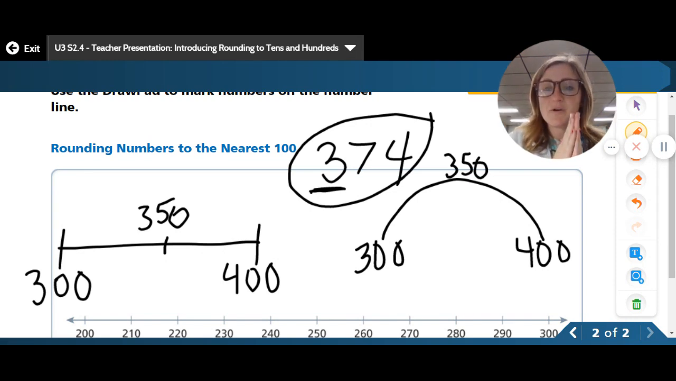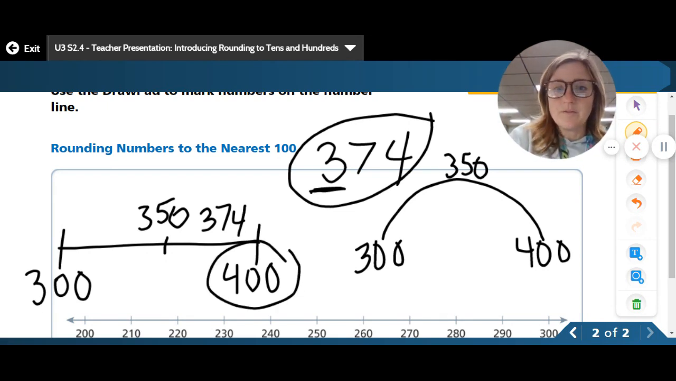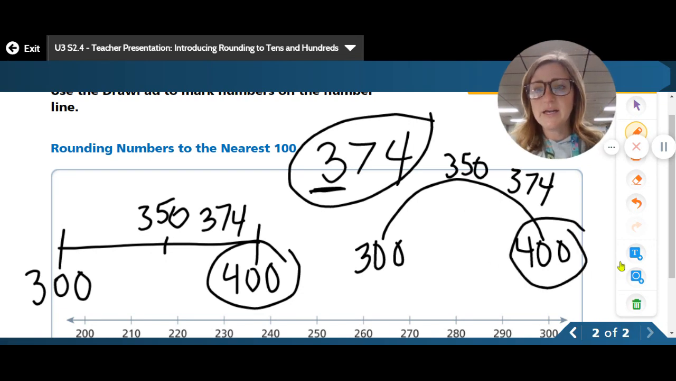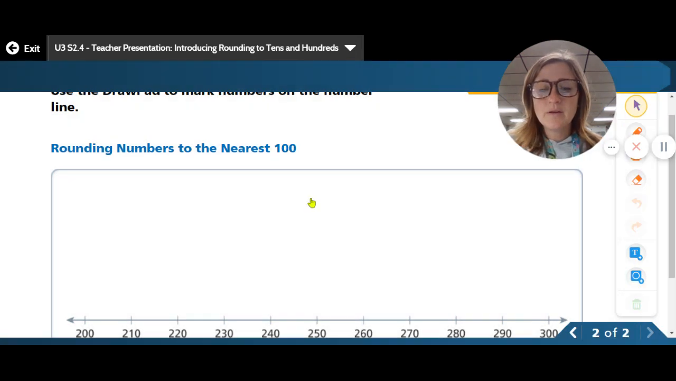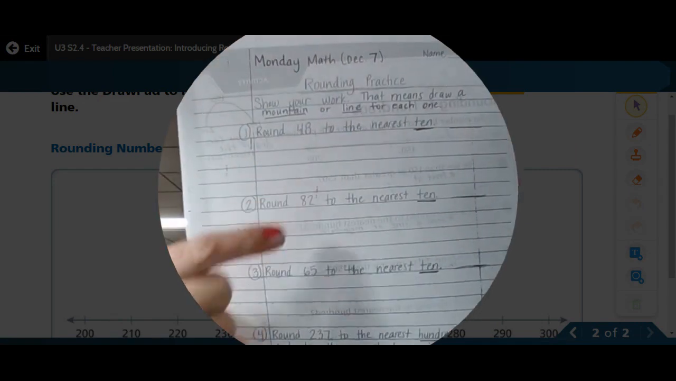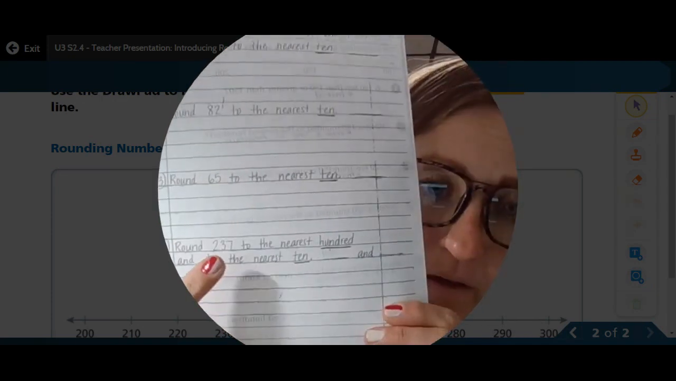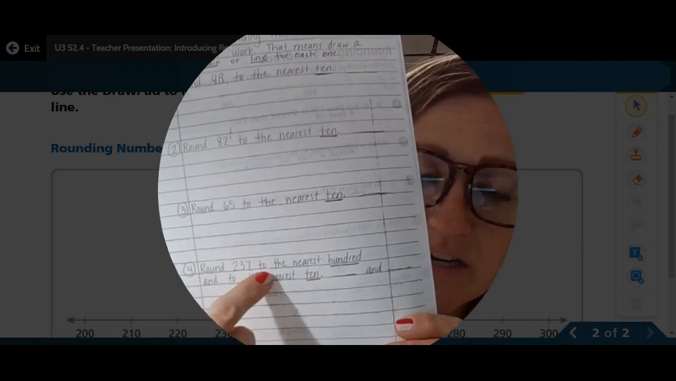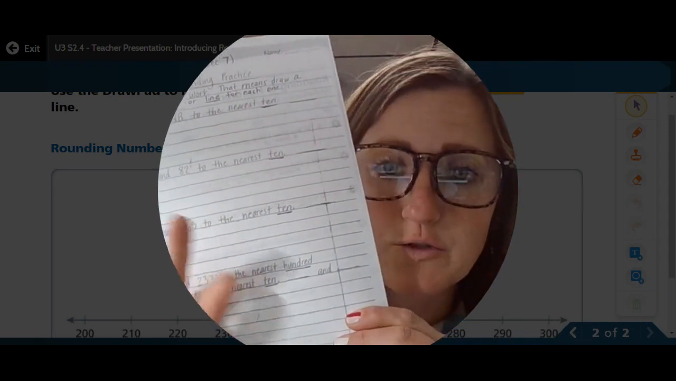Now I have to put my special number on the line or the mountain. So 374 would go here because it comes after the 50s, or on this side of the mountain, which is here. So when you're working today on your paper, you're going to notice that on the front side you have space to do these lines. Number 4 on this side has a tricky step. Do your best. You may not figure it out. That's okay, but I want you to try your best. This one's actually going to require you to do 2 lines or 2 mountains.